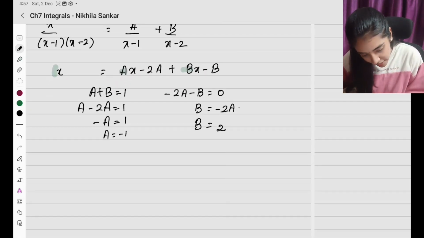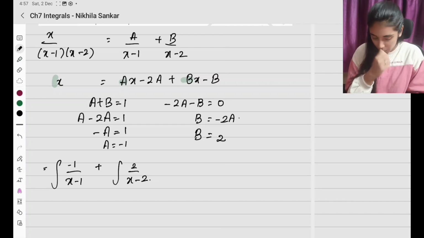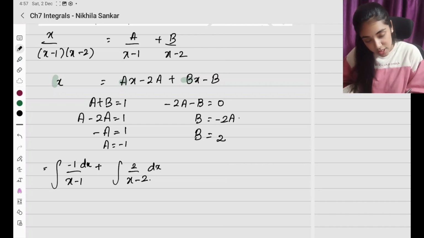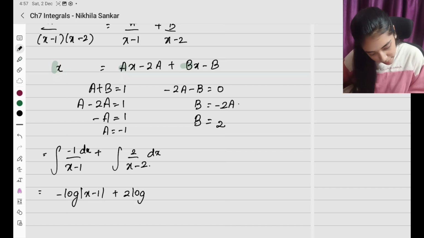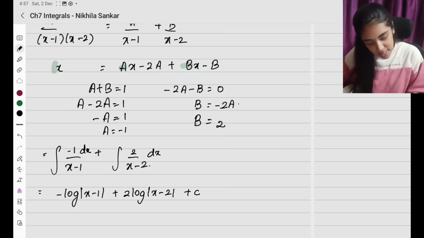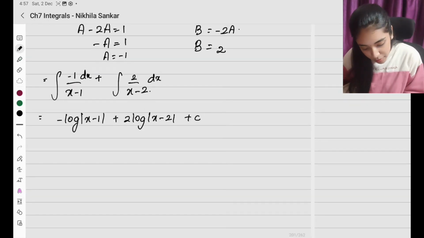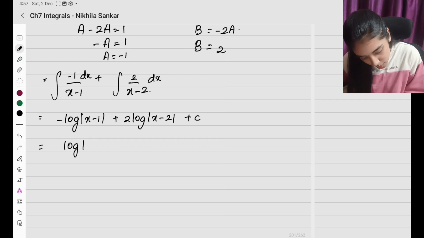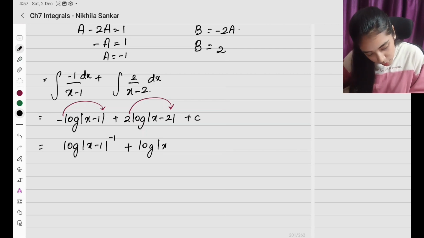I have a by x minus 1, so integral of minus 1 divided by x minus 1 plus b, which is 2 by x minus 2, times dx. Variable of integration is going to be dx. So when I find it, minus log mod x minus 1 plus 2 times log mod x minus 2 plus c. You have to write it in terms of how it is given in the options. So I can take minus 1 to the power: log mod x minus 1 to the power minus 1, and in the 2 I'll have plus log mod x minus 2 the whole square.